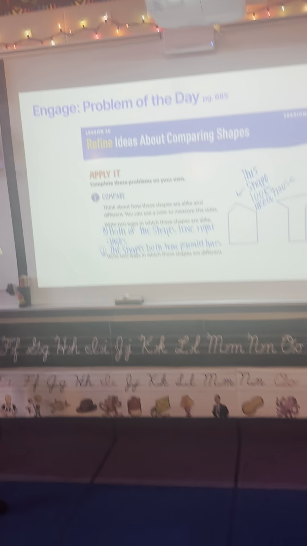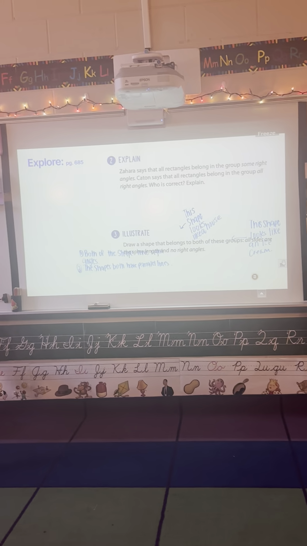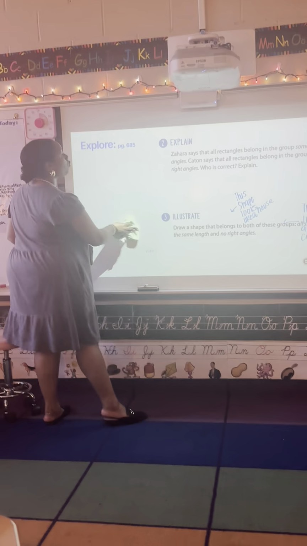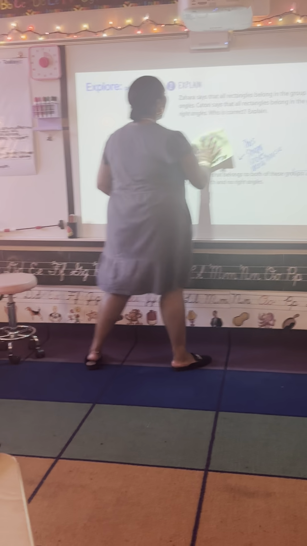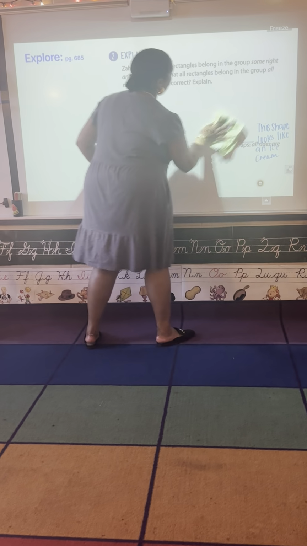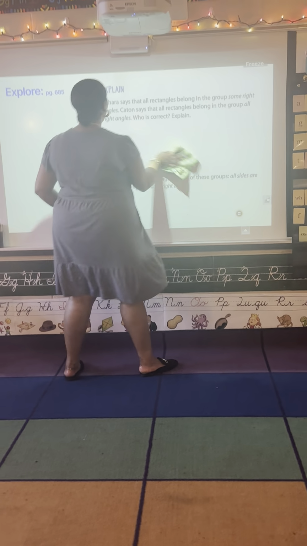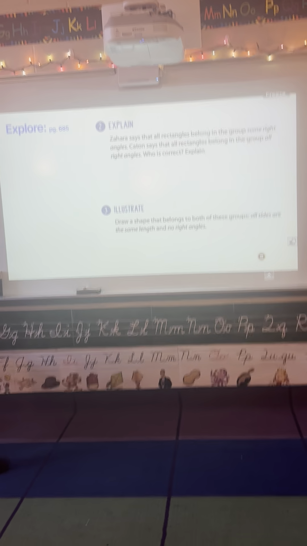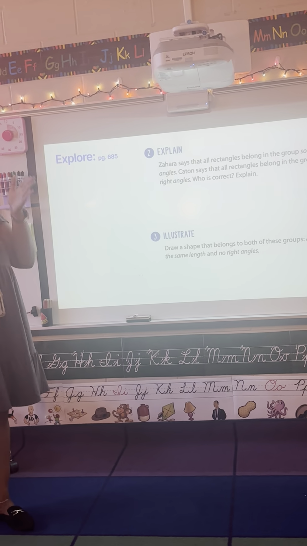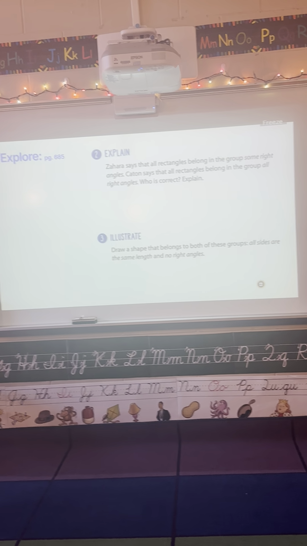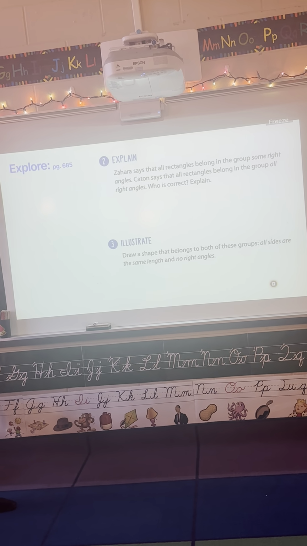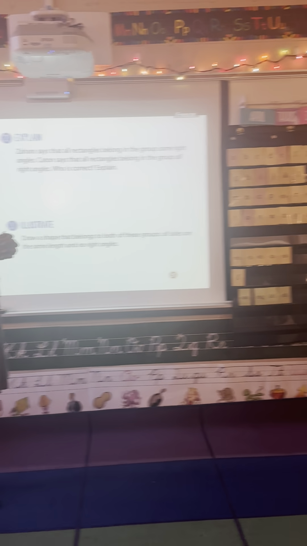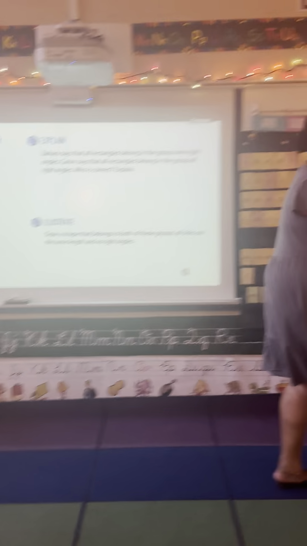Number 2, it says, Zahara says that all rectangles belong in the group some right angles. Katin says that all rectangles belong in the group all right angles. Who is correct? So basically, Zahara is saying that rectangles belong in some right angle groups. Katin is saying that they belong in all right angle groups. All right, I'm going to give you 10 seconds to think about that before we answer.